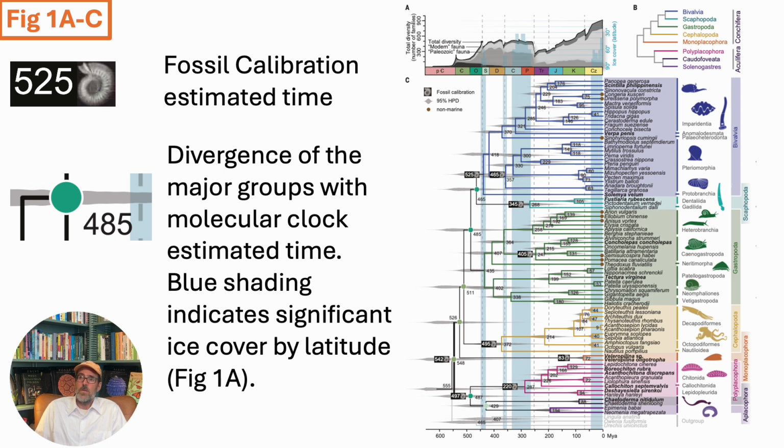So this is the major figure from the paper. This is figure 1A through C. And as you note, figure 1A is what I was just lecturing about. And that was one part of this larger panel figure that has two other panels. And the main result of this paper is figure 1C, which is the phylogeny. I want to point out a couple things here.